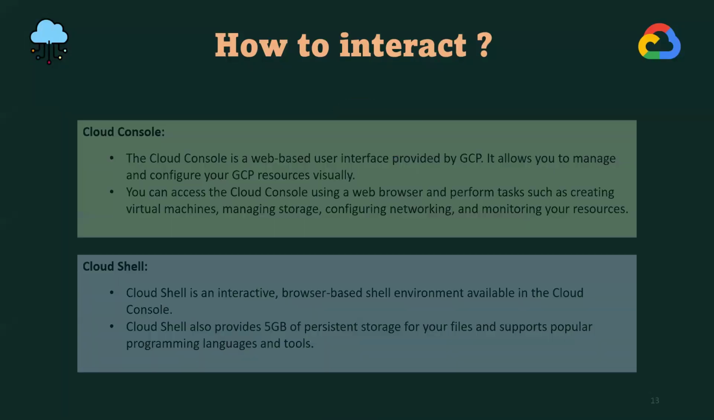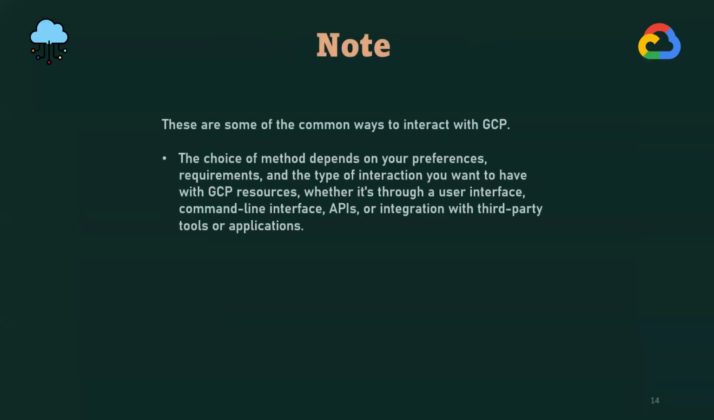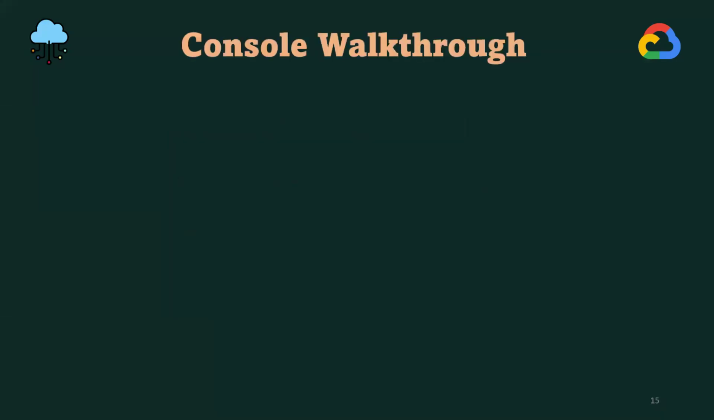Okay, and there's a small note here, that is, the choice of method totally depends on your preference and requirements and the type of interaction with the GCP resources, right? As I already told you, it totally depends on your project requirement. If the project requirement asks you to use the console, you must use the console only. They will provide you the access to that particular thing only. So it totally depends on the requirement. If they are giving you a choice, then it is your own flexibility to use whatever method you want to use. Right. In today's session, I'm going to talk about the console walkthrough.